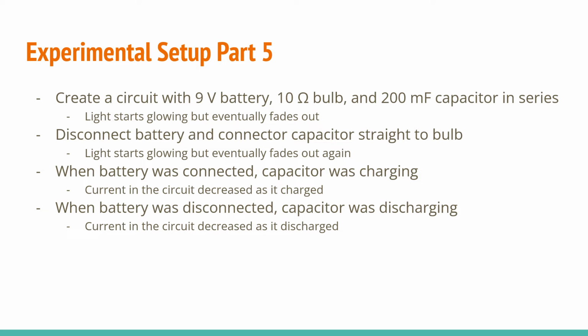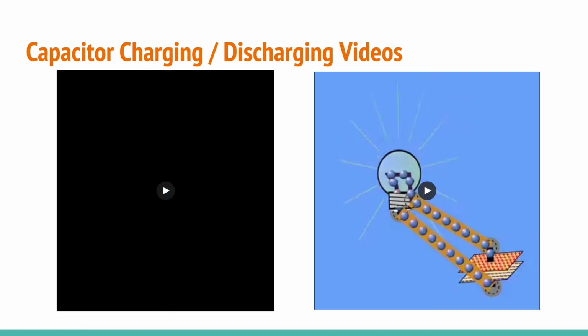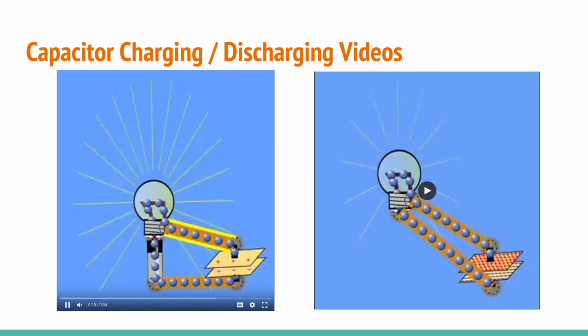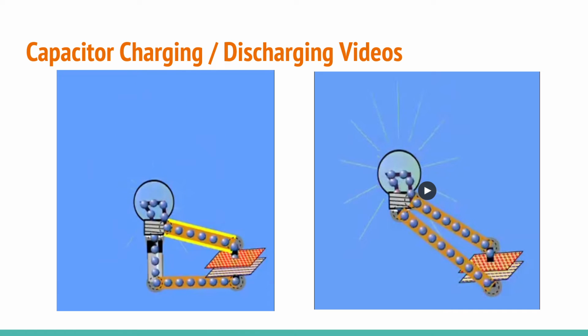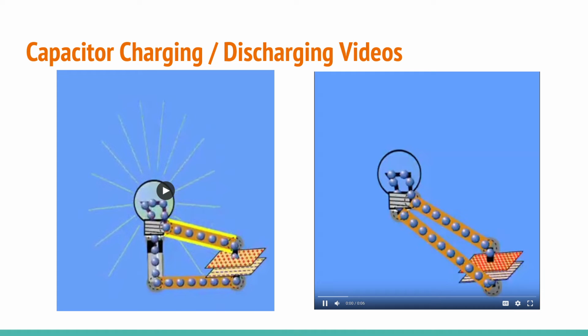When the battery was connected, the capacitor was charging, and the current in the circuit decreased as it charged. When the battery was disconnected, the capacitor was discharging, and the current in the circuit decreased once again as it discharged. Here are the videos showing the bulb. This first video is when the capacitor is charging. The second video is when the capacitor is discharging.